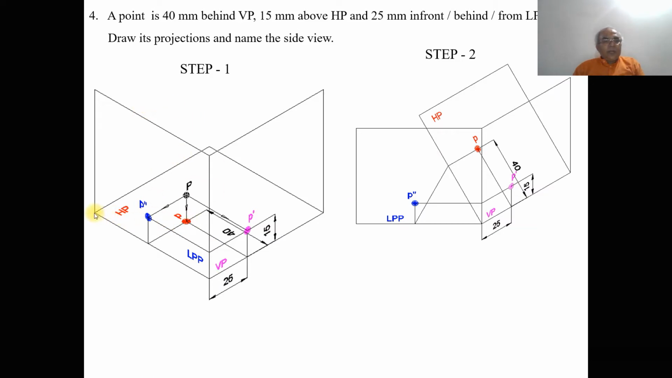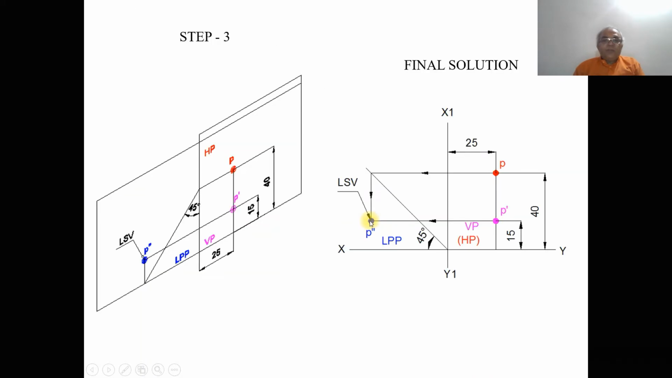Now when you cut it here and rotate the horizontal plane upward, this is the direction of rotation, and LPP is rotated towards the left side. In the final position, VP and HP will be overlapping on the right side and LPP will come on the left side. Here the distance above HP is seen in the vertical plane, so the image in VP is P dash, and the distance behind VP is seen in HP, which is also above the XY line. From here you measure 40 and mark this point as P.